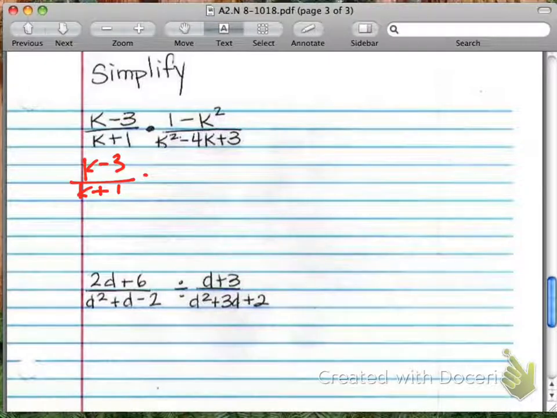Now that k squared, what is that still? Even though it's out of order, that 1 minus k squared, what does it still become? Difference of squares. Don't switch it around. Keep it the same order: 1 minus k times 1 plus k. We haven't switched anything around yet. We'll do that in just a second.